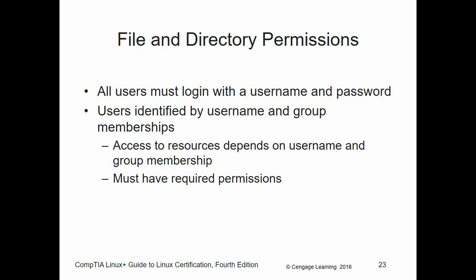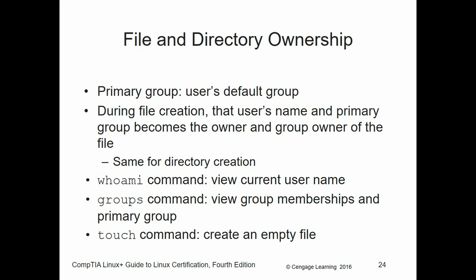File and directory permission. All users must log in with a username and password. Users are identified by username and group membership. Access to resources depends on the username and group membership, which must have the required permission. Primary group is the user's default group. During file creation, the username and primary group become the owner and group owner of the file.